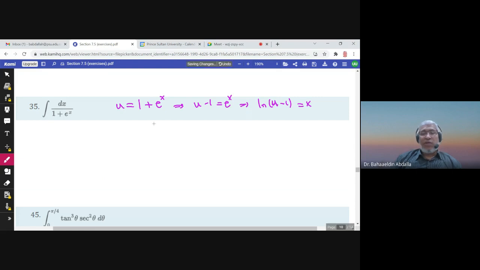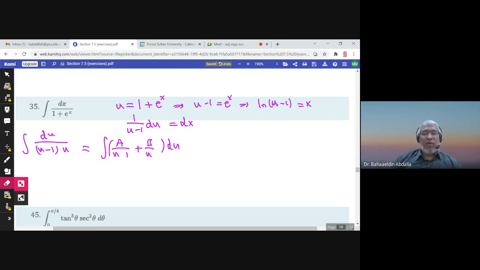So now I take the derivative. The derivative of ln(u minus 1) is 1 over (u minus 1) du, and the derivative of x is dx. So now I can write dx as du over 1 over (u minus 1), and 1 plus e to the x is just u. So this can immediately be written as a over (u minus 1) plus b over u. Find a and b using rational functions, section 7.4, and continue the problem.